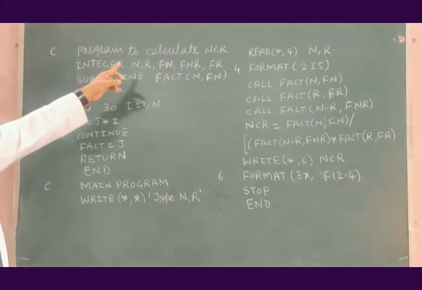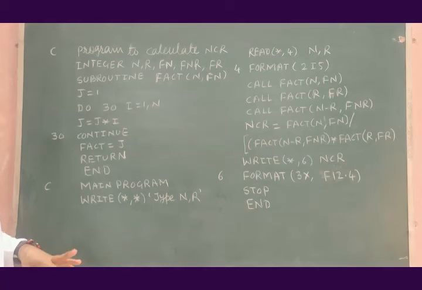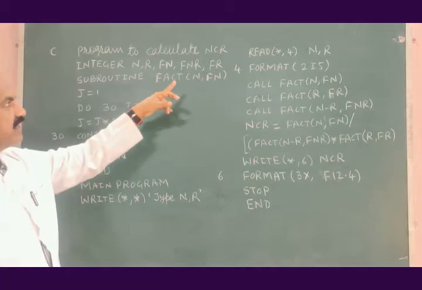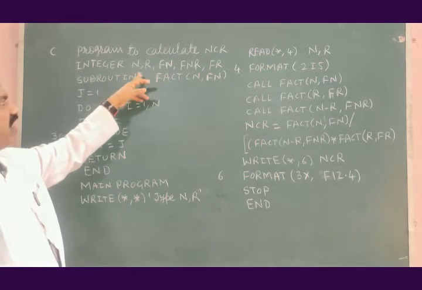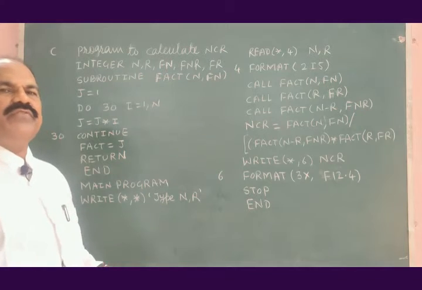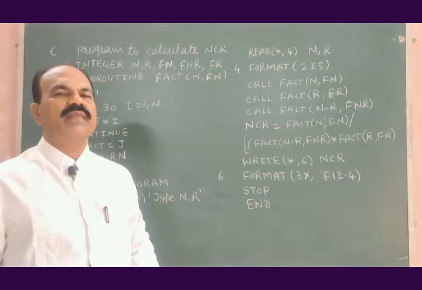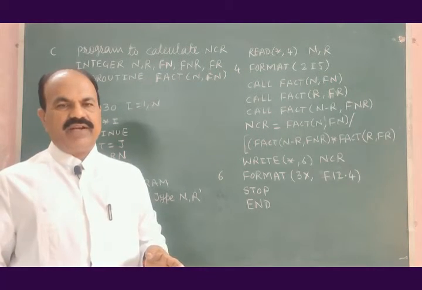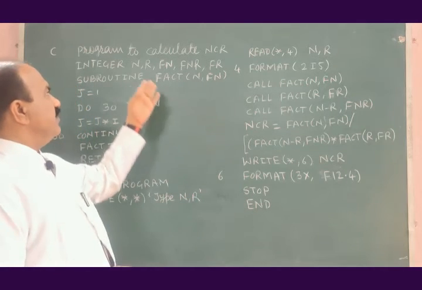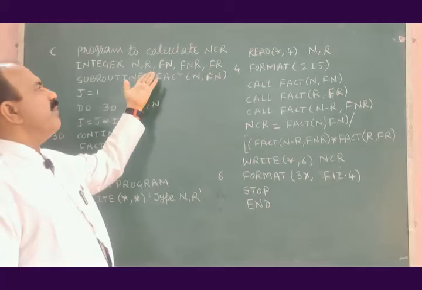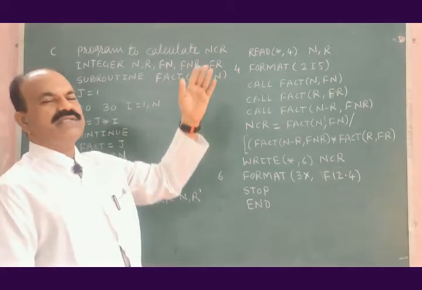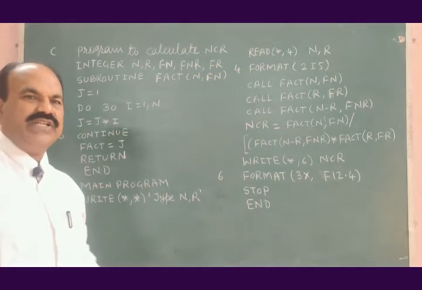Comment: program to calculate NCR. You know the formula. All these are integers: integer n, r, fn, fnr, fr. Whenever we find factorial of a number, it is always integer. n is an integer number, this r is also integer, and therefore these factorials are also integer.